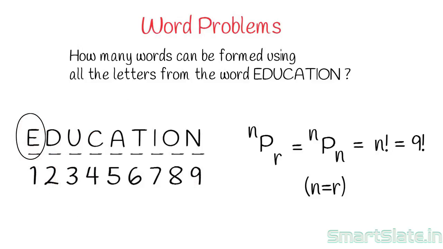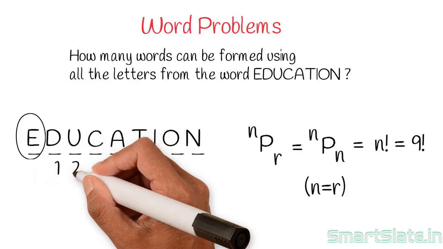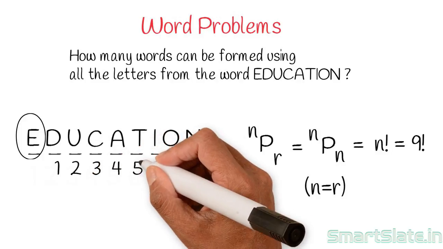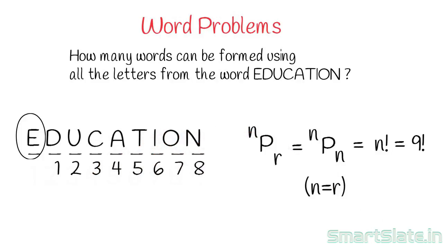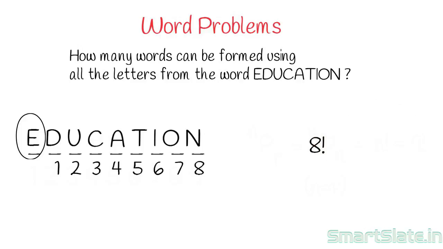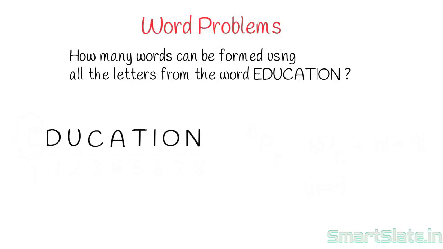Let's say E always appears first. Since E is always in first position, we can ignore it in the calculation. All possible arrangements are in between remaining 8 letters. Hence, the answer is 8 factorial. Let's increase the complexity a little more.